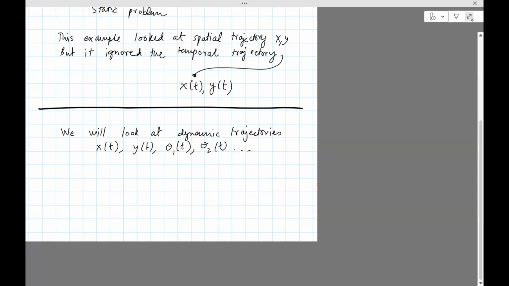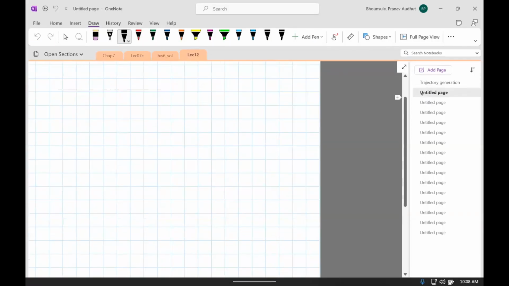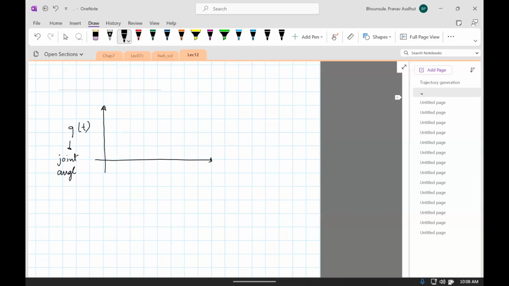So what I mean by the simplest problem is the simplest thing you can think about is if you look at the joint angle. Okay, so Q is the joint angle, and T is the time. You want to go from point A to point B. Okay, so Q0, QF are the initial and final positions of the manipulator.